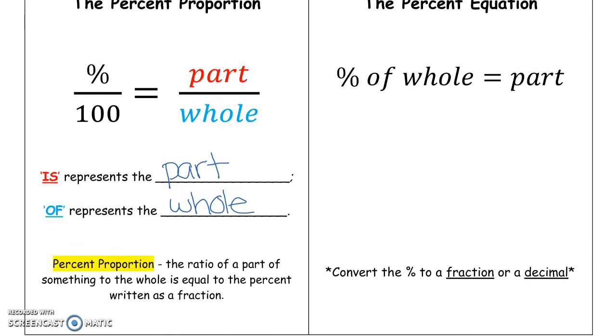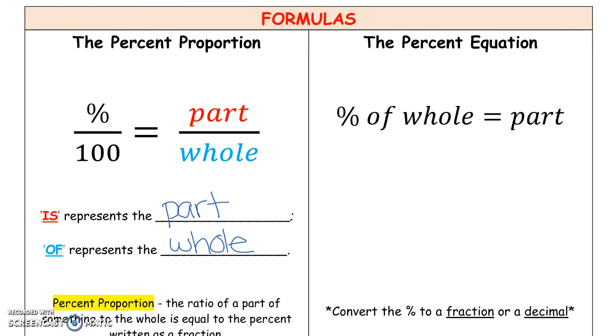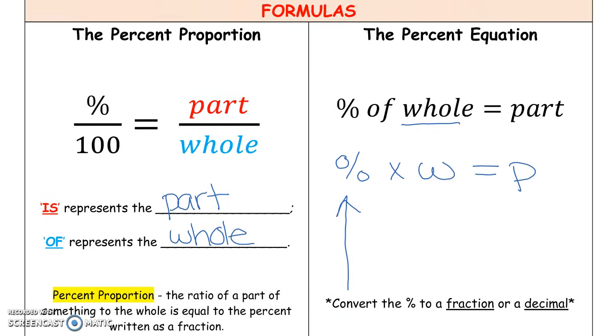Next, we have the percent equation. So when we're finding a percent of a number, we're finding the percent of the whole, and that is equal to the part. So we're going to have the percent times the whole equal to the part. The only thing that you have to be careful about when using this equation is that you convert the percent to a fraction or a decimal first.